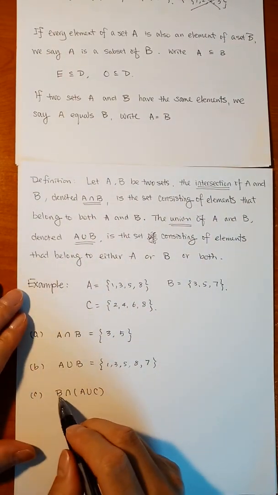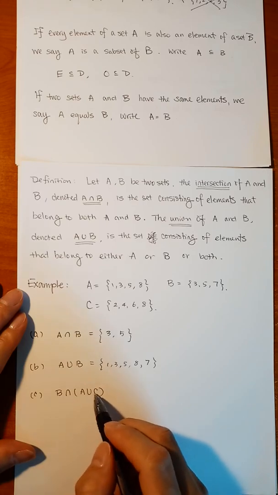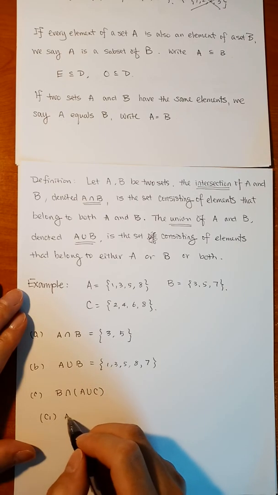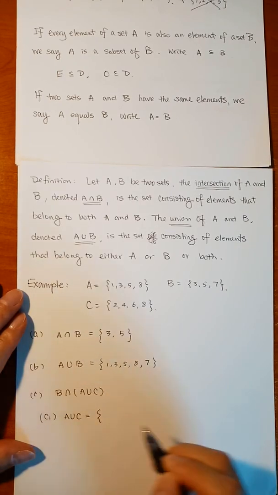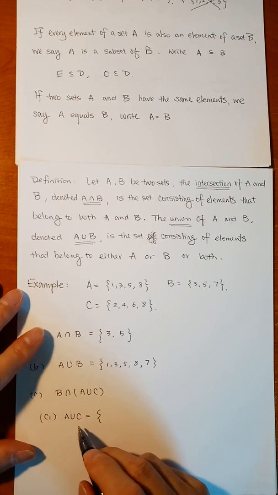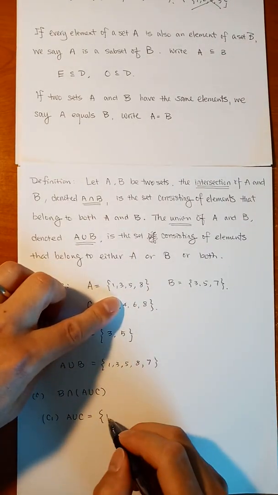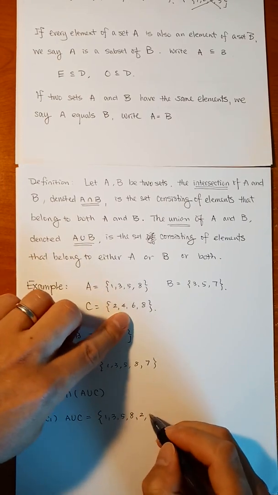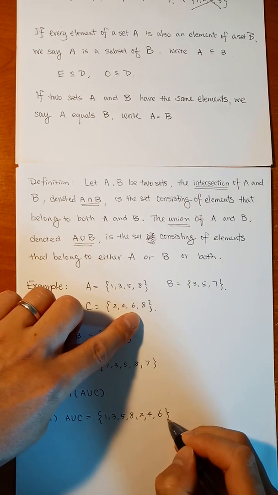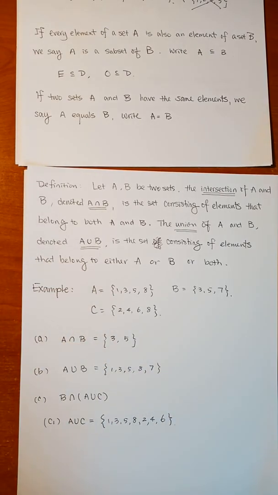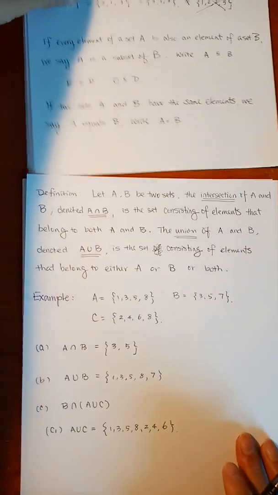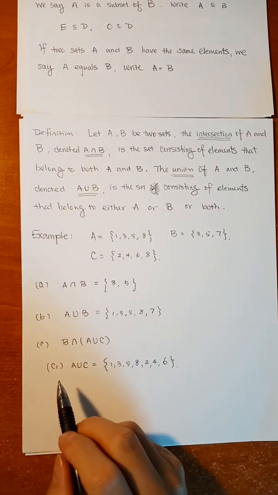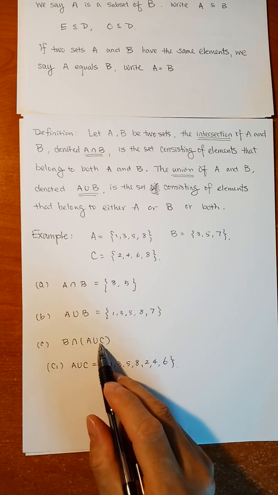So in order to find B intersect A union C, first you need to find A union C. What is A union C? You just get everything: 1, 3, 5, 8, and 2 is not copied, 4 is not copied, 6 is not copied, 8 is repeated. Okay, so that's one way. This is the first step. You first find A union C.